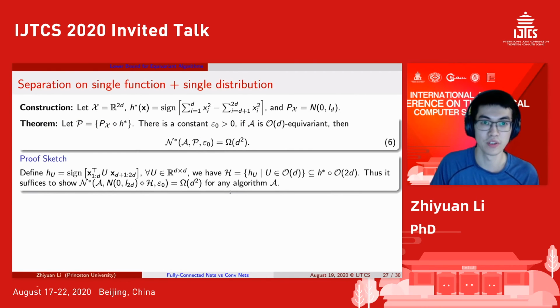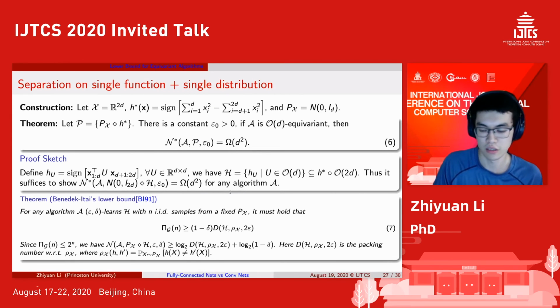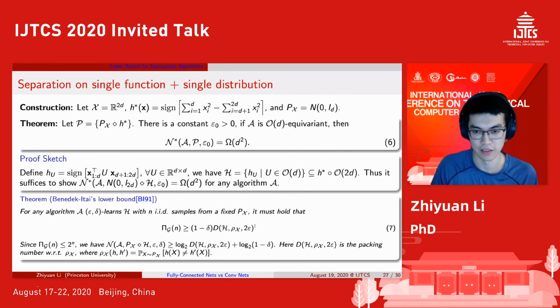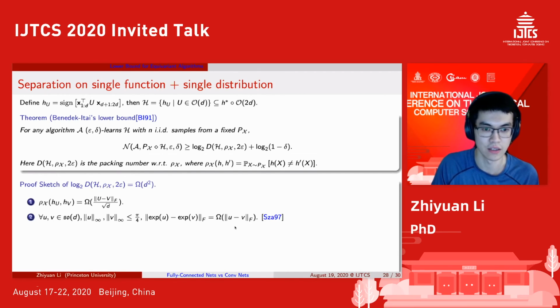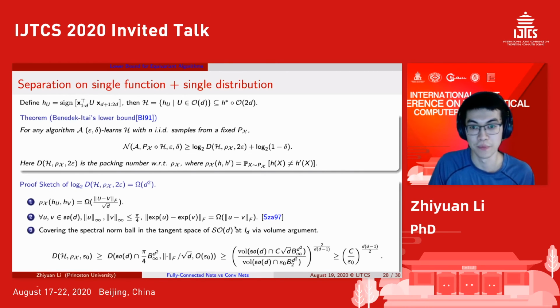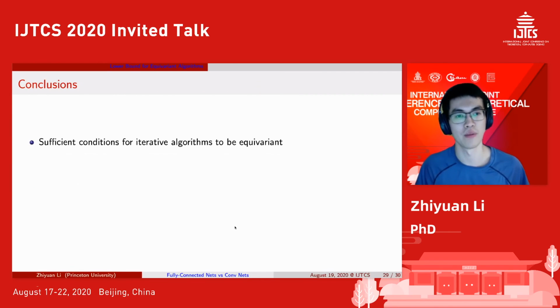Due to time limit, I will skip the proof for a single function and a single distribution. This is slightly more sophisticated. The proof idea is to reduce, with the same reduction first, the sample complexity of the equivariant algorithm to the sample complexity of any algorithm with a rich function class. Then we use the classical result from Birgé and Ito to show that the sample complexity is lower bounded by the log packing number. And we give a very careful analysis of the geometry of SO(d), the special orthogonal group, and the proof is done.